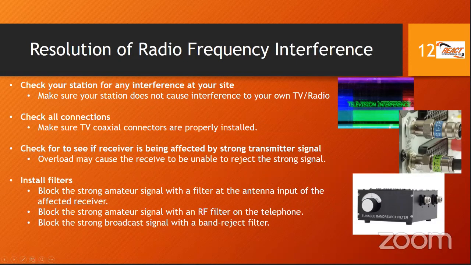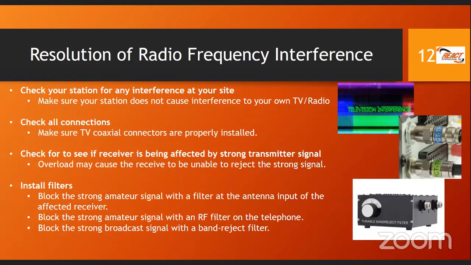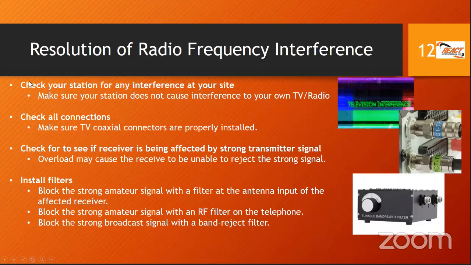All right, so given the types of interference that we do have, what can we do to resolve some of these interference issues? The first thing that we could do is, if interference is occurring and somebody reports that you're interfering with their radio or TV, check yourself. Check at your house, your home, your site. See if you yourself are getting that interference.